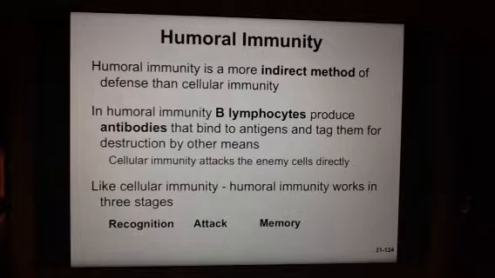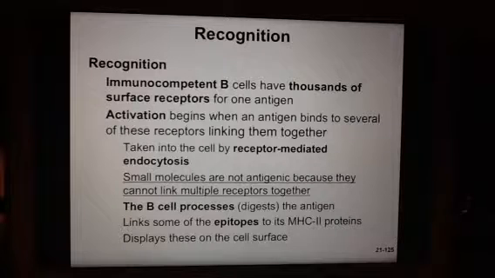So the cellular immunity, remember from the previous video, attacks the enemy cells directly. Like cellular immunity, we'll see the same 3 stages. Now, I will say your book goes into a lot of detail in some of these stages, especially in the attack stage, and we will be skipping through some of that. So the recognition stage here looks similar to what it did in cellular immunity.